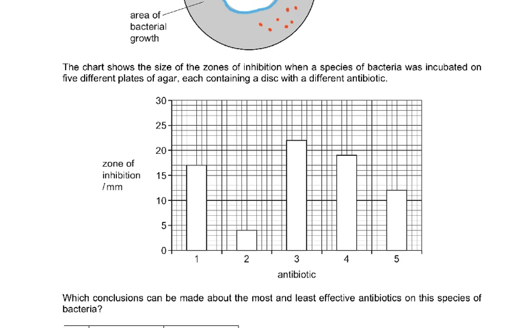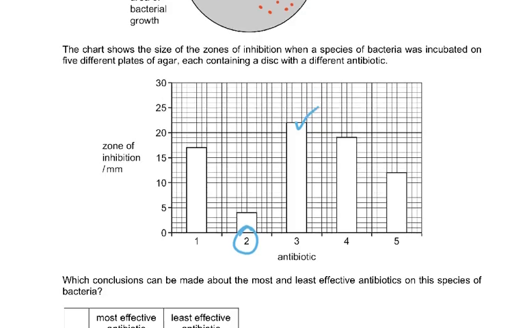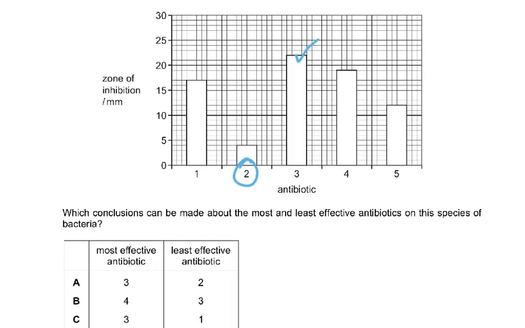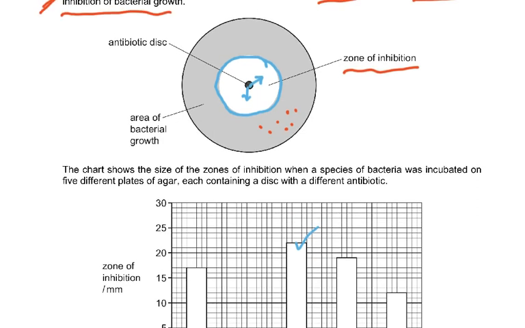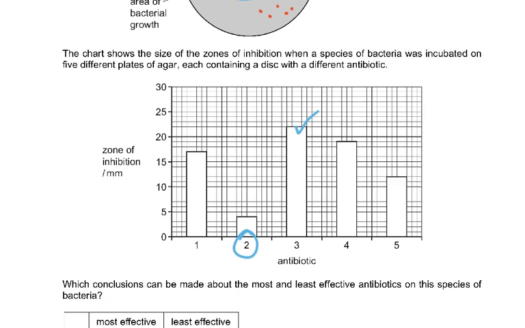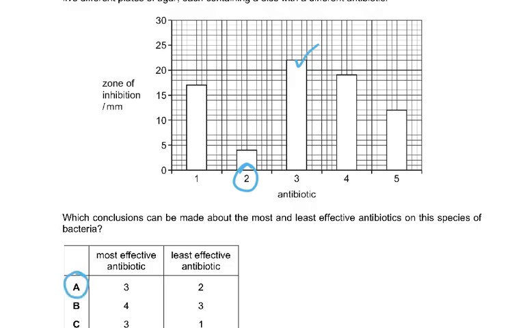So you see the zone of inhibition is 17 millimeters. Then the zone of inhibition here is 4 millimeters. Then here it is 22 millimeters. And then here it is 19 millimeters. And here it is 10, 11, 12 millimeters. Which conclusions can be made about the most and least effective? Well, this is the least effective, and this is the most effective. So least and most effective would be 3 and 2. That's very easy, if you know what the zone of inhibition means. Only then can you do this. So that is why the answer is A. Most effective 3 and least effective 2.